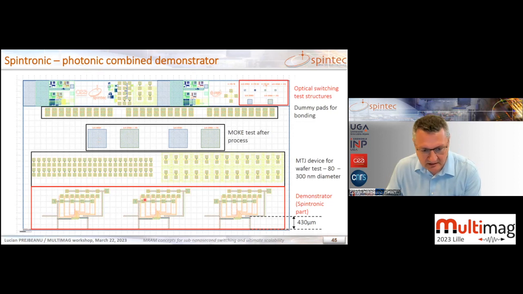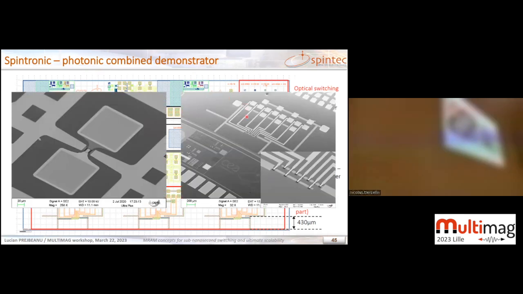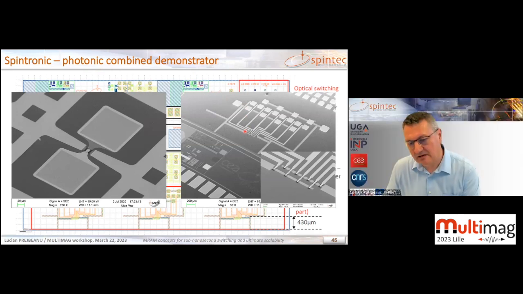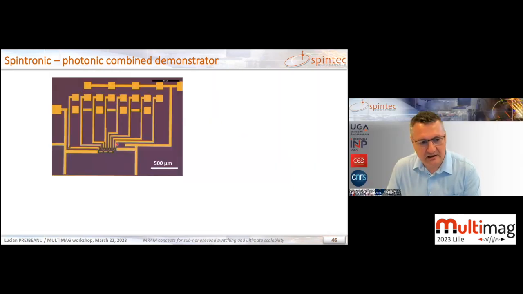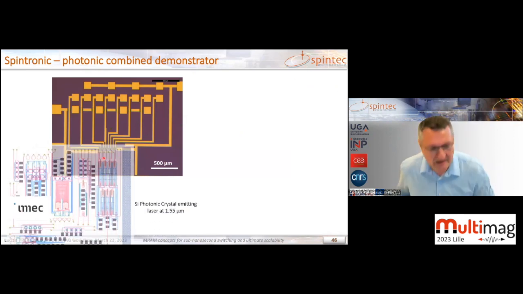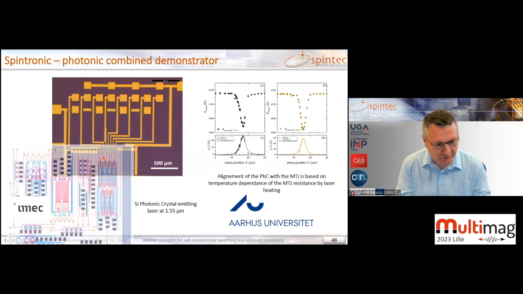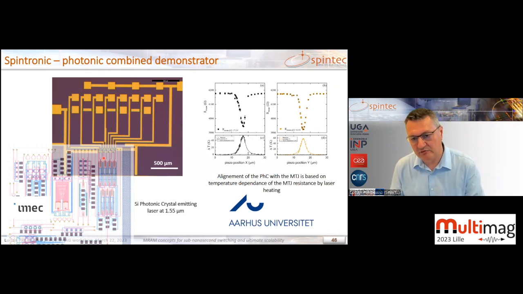So we can see here 8 junctions in line, which are designed and processed in our clean room. These are some sketches of the demonstrator we did, where we coupled the 8 junctions in line with a photonic chip designed by IMEC. And we have been able to switch the magnetic tunnel junctions by the photonic chip produced by IMEC.